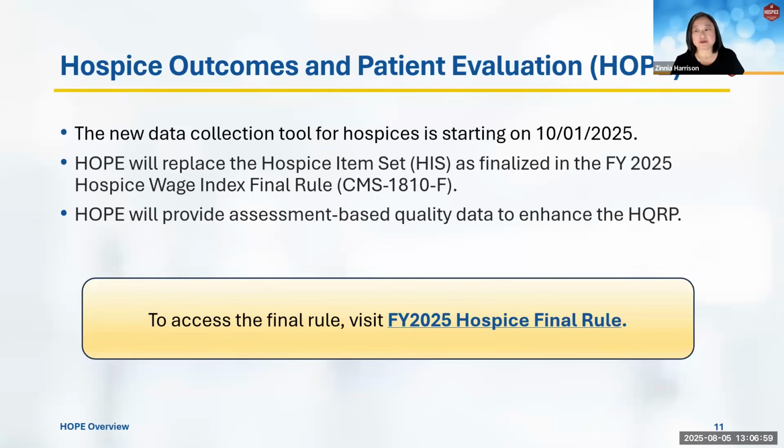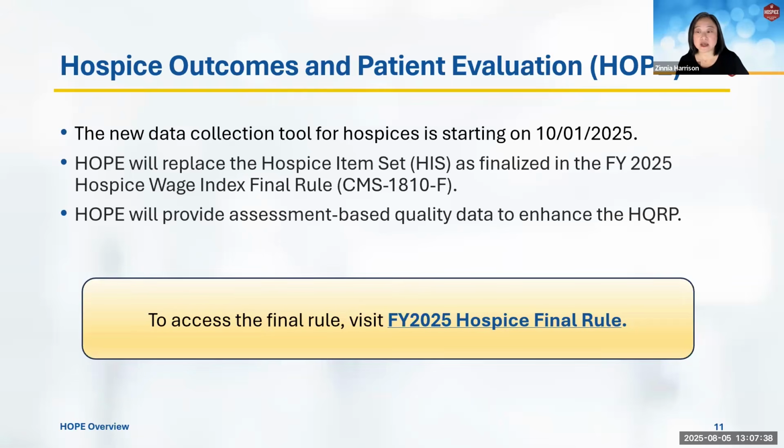HOPE is the new data collection tool for hospices starting on October 1st of this year, 2025. HOPE will replace the Hospice Item Set, or the HIS as you might know it, and it's finalized in the fiscal year 2025 Hospice Wage Index Final Rule. HOPE will also add new items or assessment-based quality data to enhance HQRP. This will be accomplished through standardized data collection. It will provide better understanding of patient care needs, contribute to the patient's plan of care, and provide additional clinical data that could inform future payment refinements.